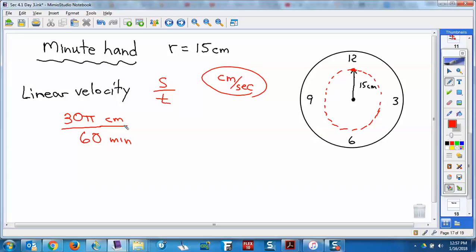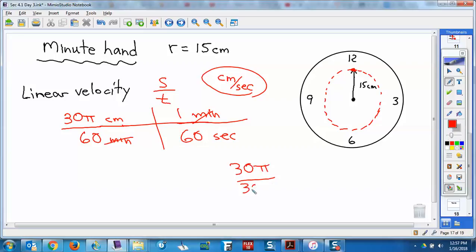But we want centimeters per second. So here's where the science thing comes in. 1 minute, 60 seconds, right? Minutes cancel. Now you've got centimeters per second. So 30 pi divided by 3,600. You could go to a decimal, or you could just cancel a 0. That'd be 1 over 120. So it'd be pi over 120 centimeters per second.